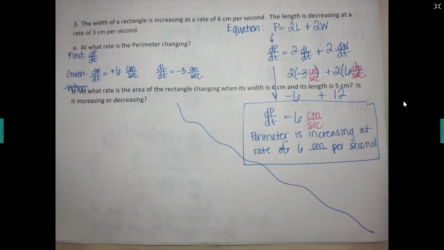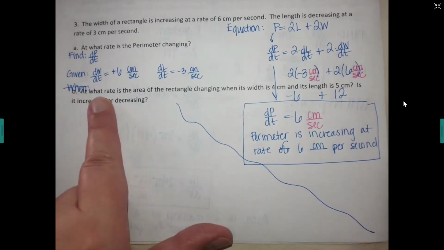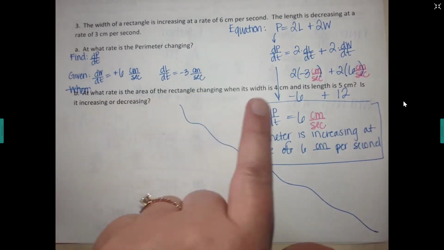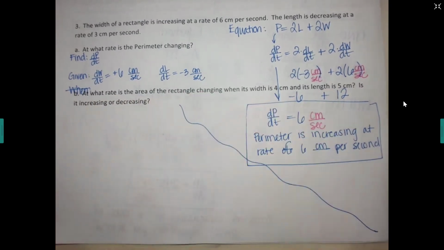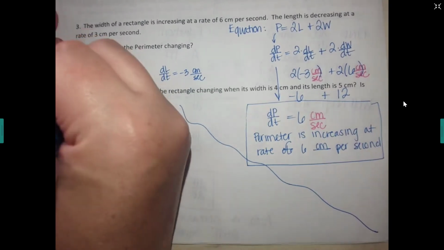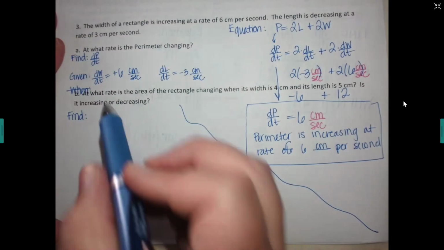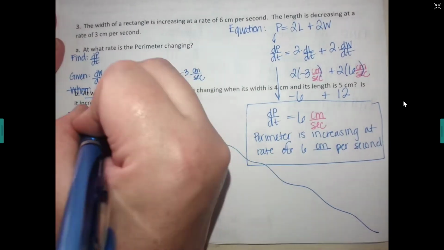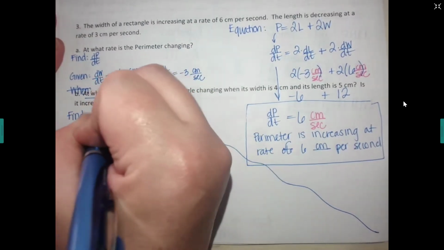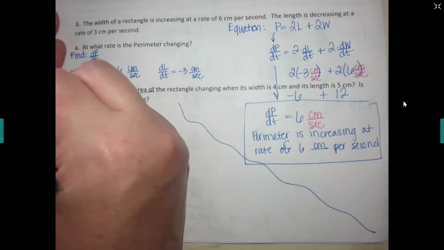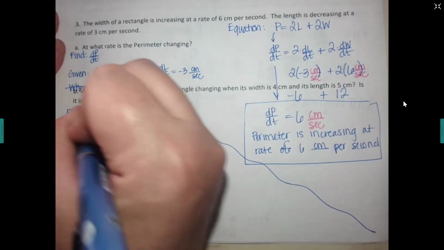So same rectangle. So I'm not going to rewrite the given part because that's the same. But it says at what rate this time is the area of the rectangle changing when the width is 4 and the length is 5. So my find this time is at what rate is the area changing? So I'm going to call that dA/dt. And then for my given, I'm going to just put same.